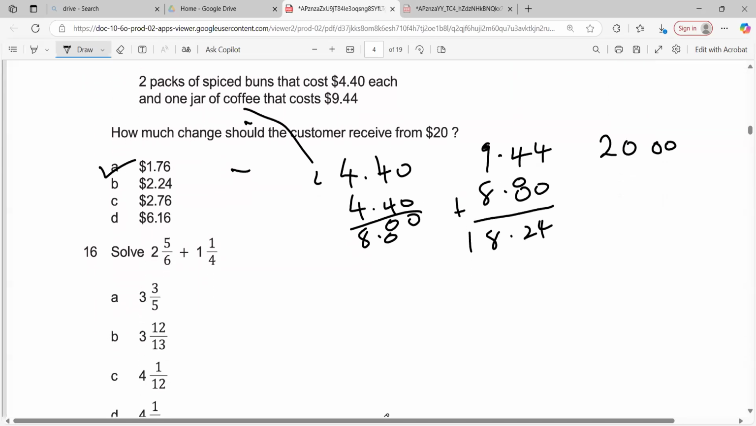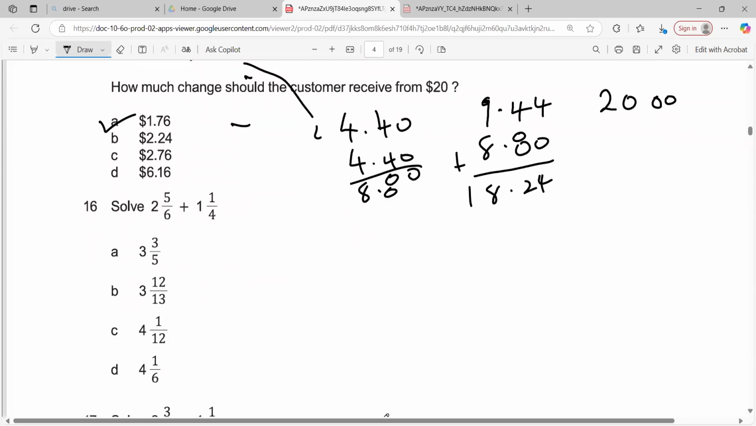2 5/6 plus 1 1/4. That's the answer for that. 2 5/6 plus 1 1/4. Make sure I put the number, please. Guys, if you don't put the number, how am I going to know which one it will be?